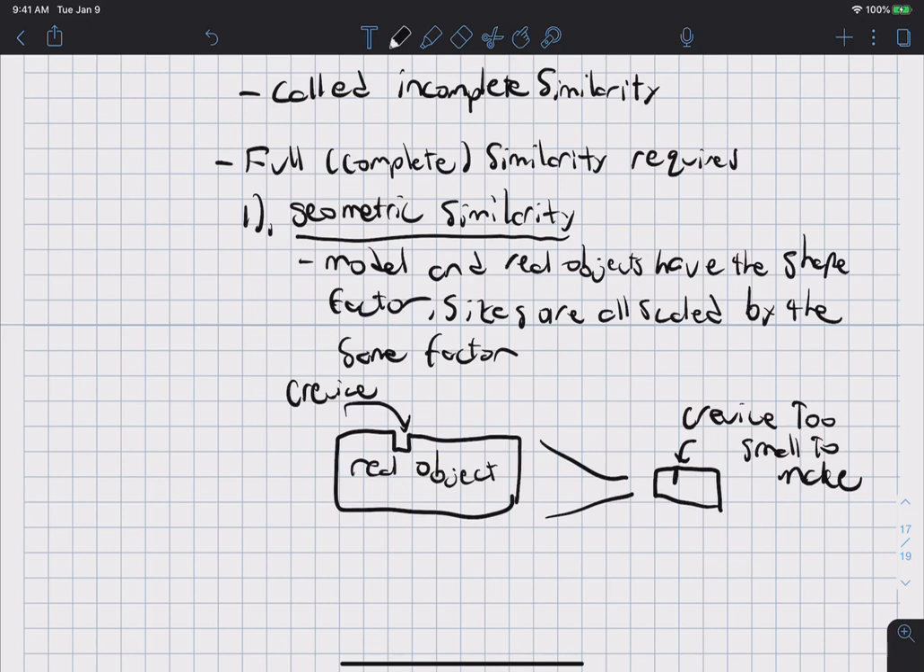Or maybe there's a small little strut sticking out like that. Well, in the real object, that would just be a tiny, skinny little needle that would probably break off. And so sometimes it's just not practical to achieve full geometric similarity, and you just have to accept that as an error. But in general, the shape factor, that is the H and the L, they need to have the same ratio between the real object and the test object. Okay?